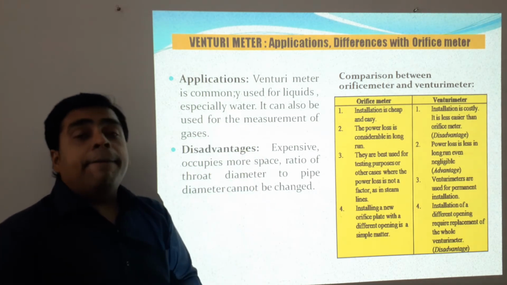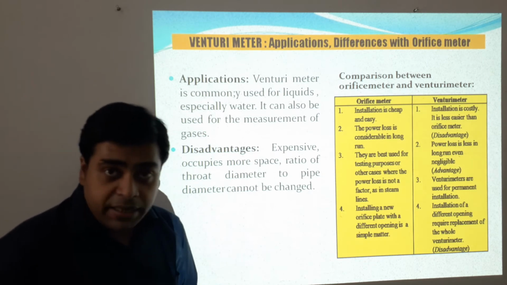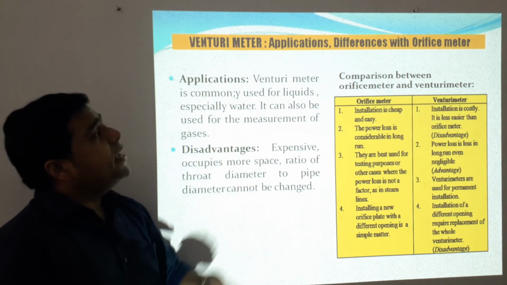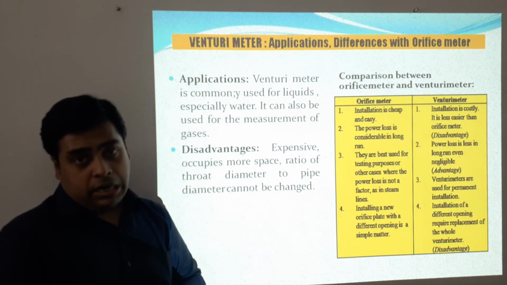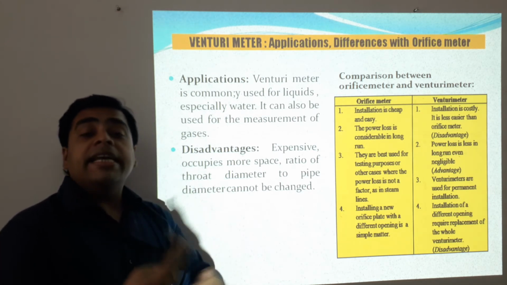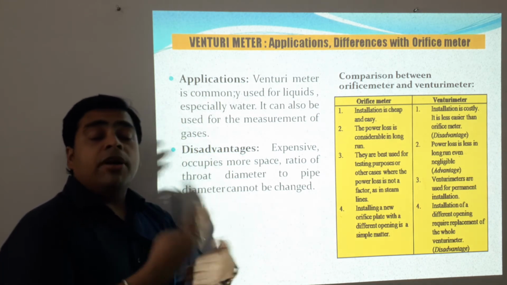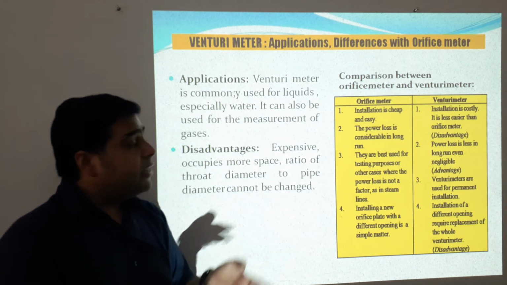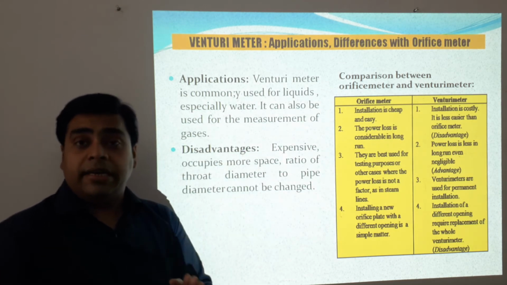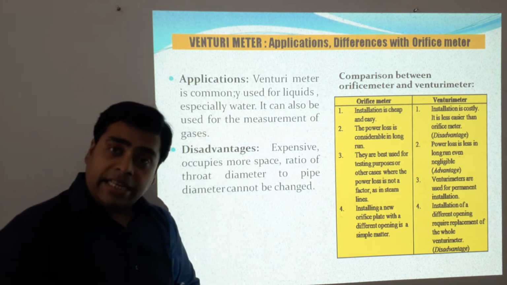So come to the applications of venturimeter and its basic difference with an orifice meter. Now venturimeter is applied commonly for liquids, especially water. Whenever our testing liquid is water and we want to measure the rate of flow of the water, then we can successfully use a venturimeter. It can also be used for the measurement of gases as well.